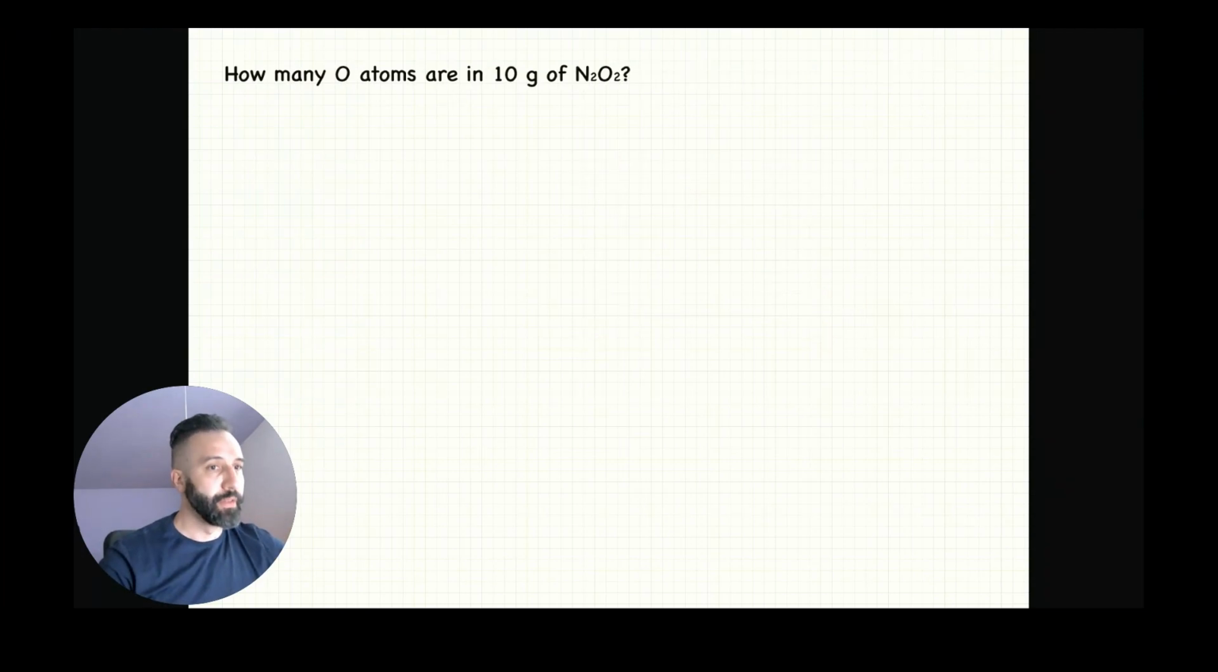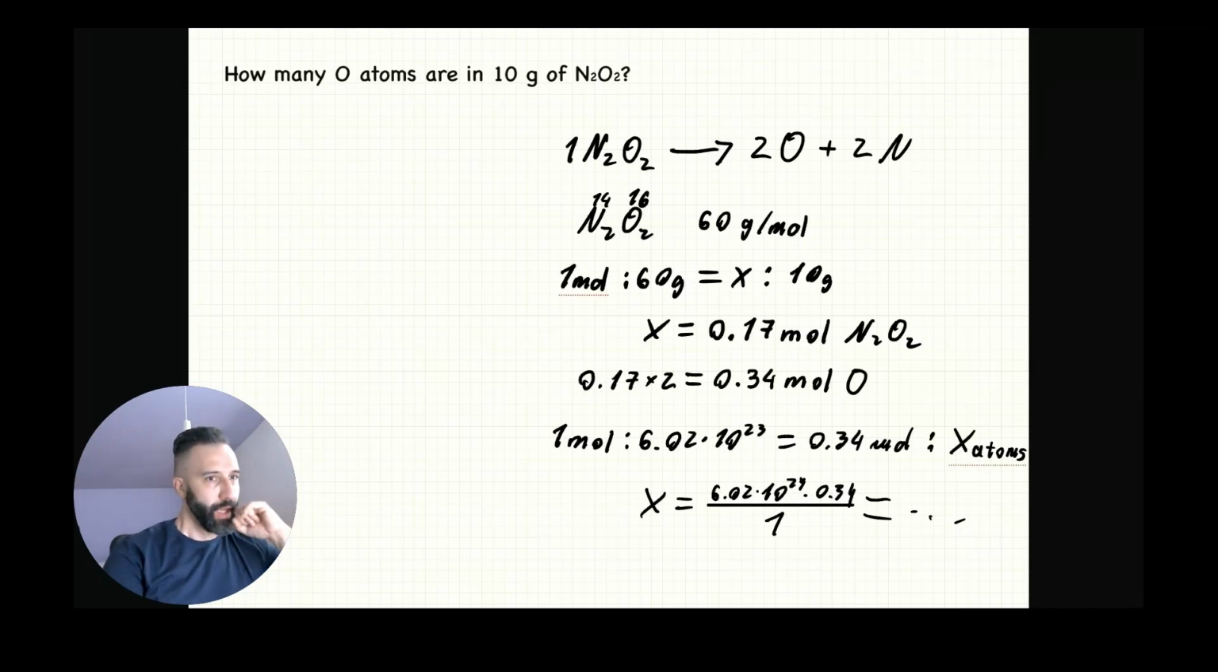This one also has something different. How many O atoms are in 10 grams of N2O2? The thing is, 1 mole of N2O2 is made out of 2 moles of atomic oxygen and 2 moles of atomic nitrogen, right? So I can calculate how many atoms if I know how many moles of oxygen. First I'll find the molar mass of N2O2, and then I'll say 1 mole is 60 grams, X moles are 10 grams, and I calculate that I have this many moles of N2O2.